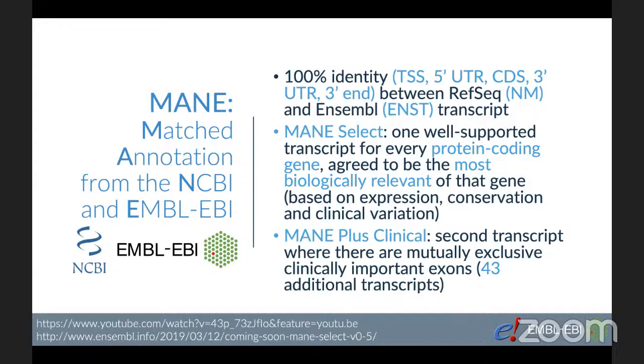There's only very few of them. There's 43 of them genome-wide so far. And maybe these are not the most representative, but they're important as there might be some clinically important variants, so pathogenic variants, not captured for the main select transcript. And if that's the case, then an additional main plus clinical transcript is introduced to capture this missing clinical variation.